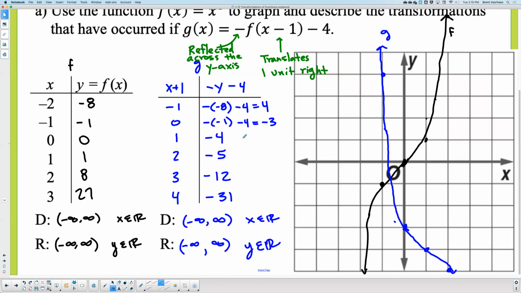It went to +1. And then out here, this -4, this again is a translation. Anytime you add or subtract, it's a translation. It translates 4 units down because y is a truth teller. So that's how the graph has been shifted.